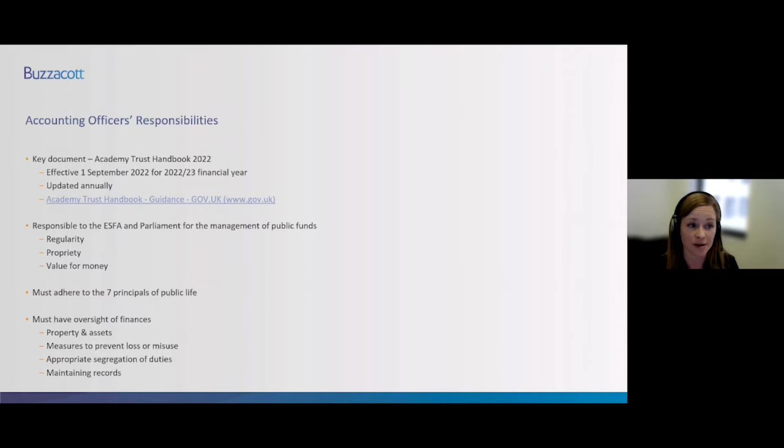And the accounting officer must have oversight of financial transactions by firstly ensuring the Academy Trust's property and assets are under the trustee's control and that measures exist to prevent loss or misuse. Secondly, by ensuring that bank accounts, financial systems and financial records are operated by more than one person, i.e. segregation of duties. And finally, keeping full and accurate accounting records to support their annual accounts. Moving on to my next slide.